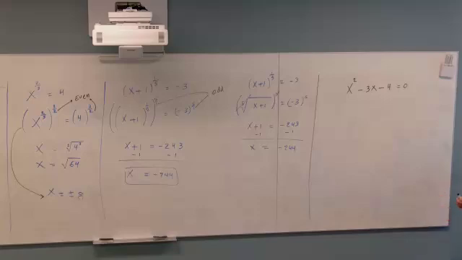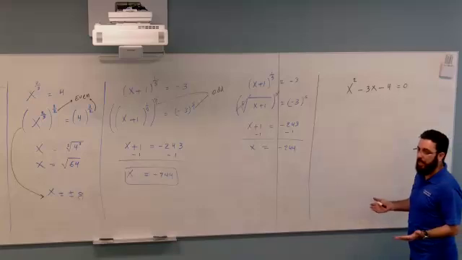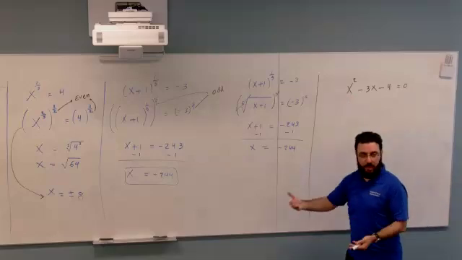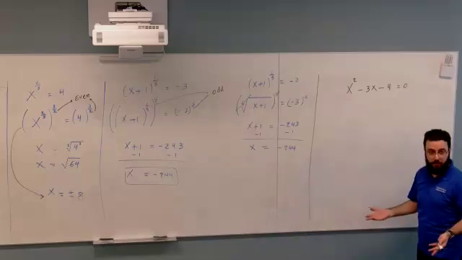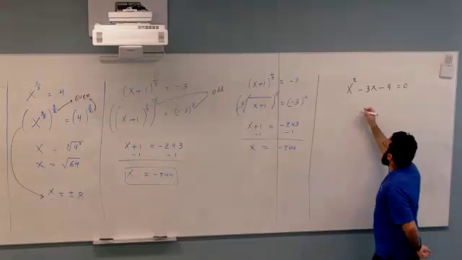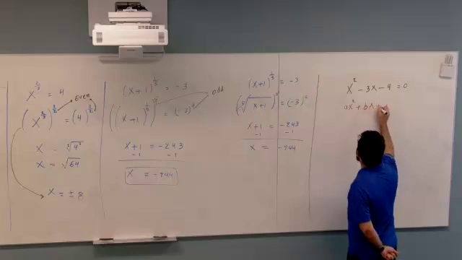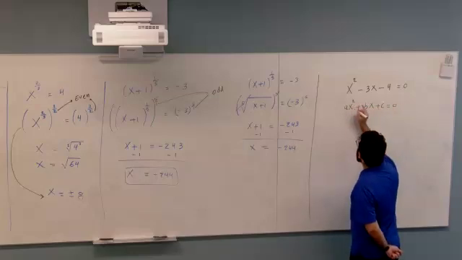Try to solve this problem. How? The first thing, put everything on one side. It's written in a general quadratic form, which is ax squared plus bx plus c equals 0.